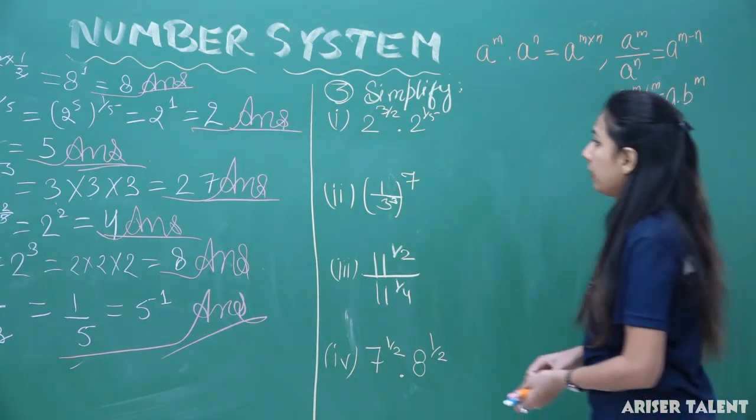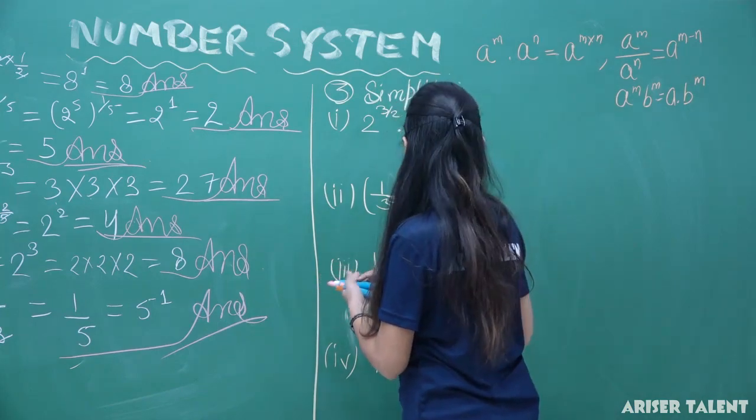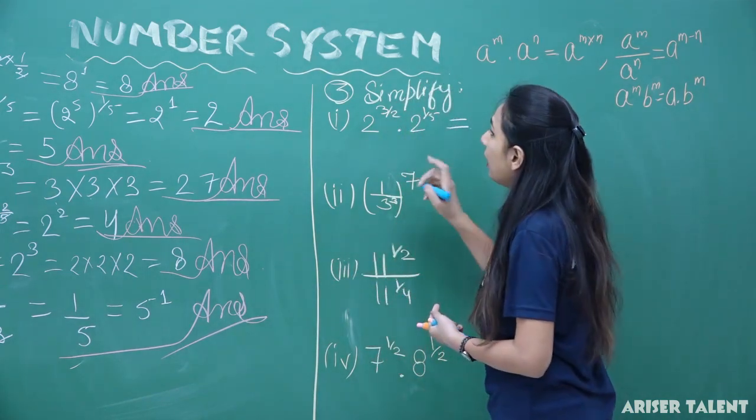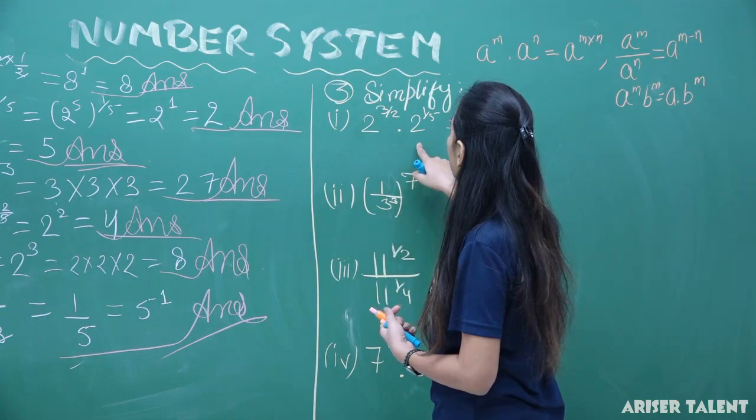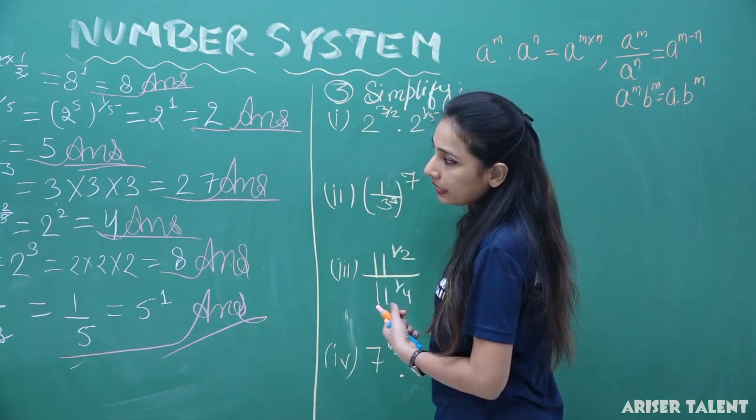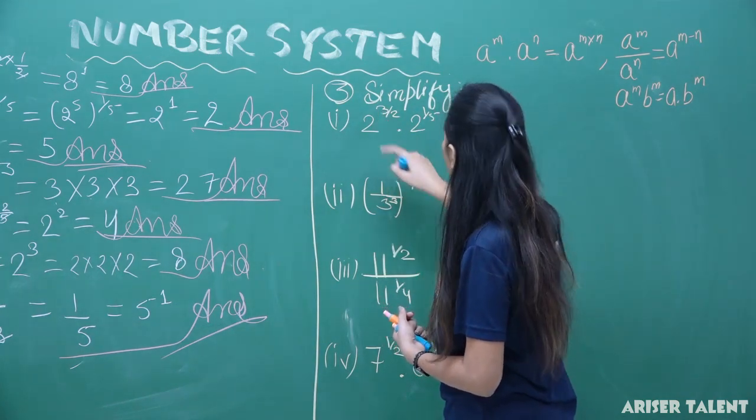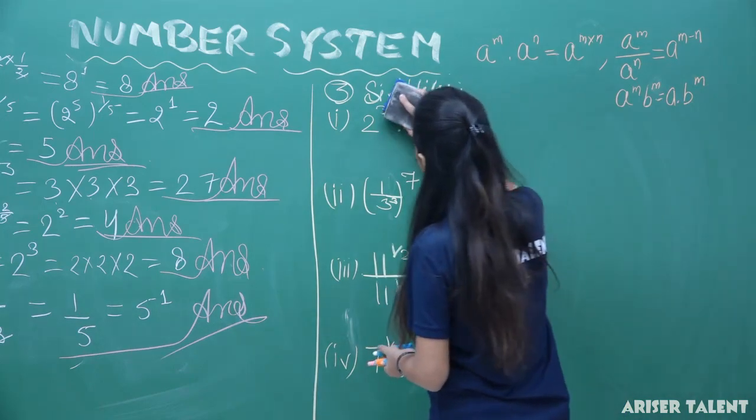Okay. So in the very first question of ours, we are having 2 raised to power 3 by 2 multiplied by 2 raised to power 1 by 5. Now correct this because this is 2 by 3 here, not 3 by 2.